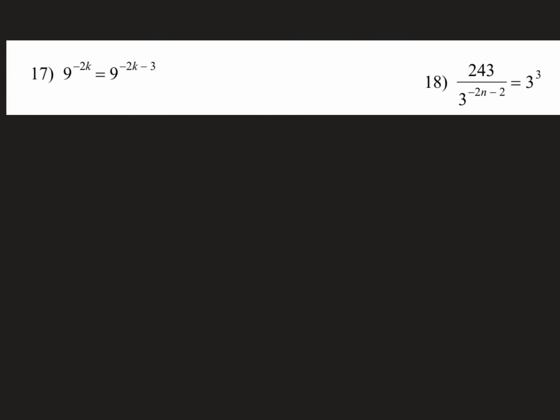Number 17, my bases are the same. 9 and 9 are the same. So I know negative 2k equals negative 2k minus 3. I'm going to add 2k to both sides. 0 equals negative 3. That's weird. That's not true. So this one is no solution.